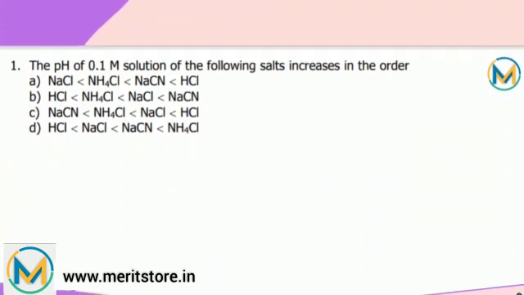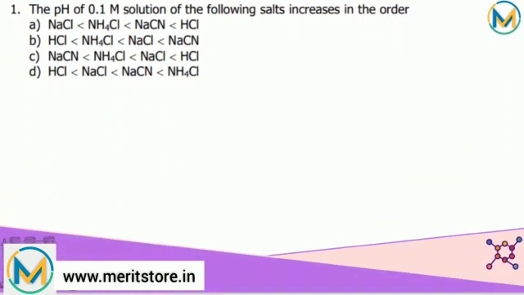First question, the pH of 0.1 molar solution of the following salts increases in order. So there are 4 compounds given: NaCl, HCl, NH4Cl and NaCN. First of all, we know among them HCl is a strong acid and its 0.1 molar solution H plus concentration is 0.1 molar, and hence pH for HCl is equal to 1. NH4Cl hydrolyzes in solution and gives acidic solution which is less acidic than 0.1 molar HCl.